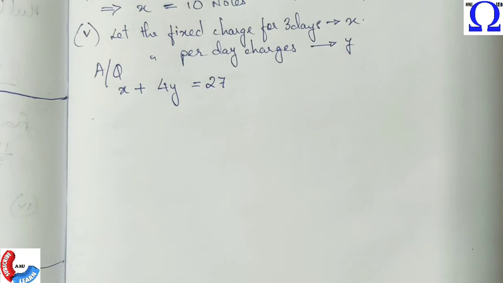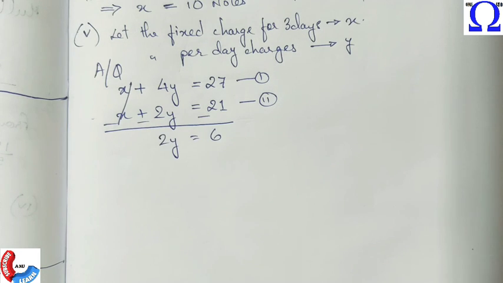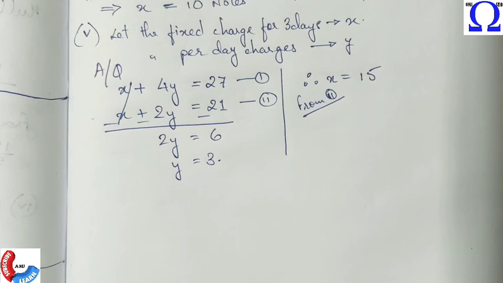Similarly, Sonu is paying 21 rupees for 5 days. So out of 5 days, 3 days is fixed. So for 2 days per day charges will be applied, and we get two similar equations. Now to eliminate x, we will be subtracting these two equations, right? So y we will get 3 rupees, and therefore x from equation 2, x we have found to be 15 rupees.